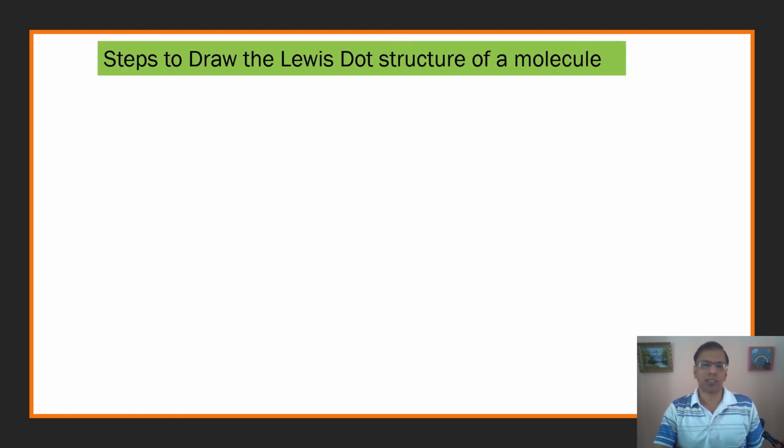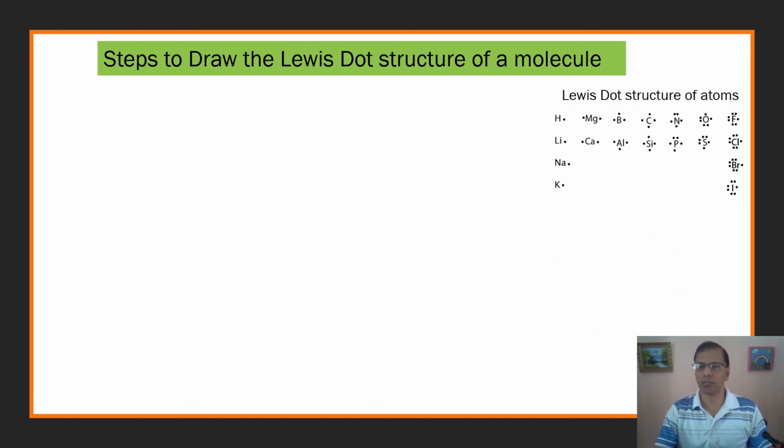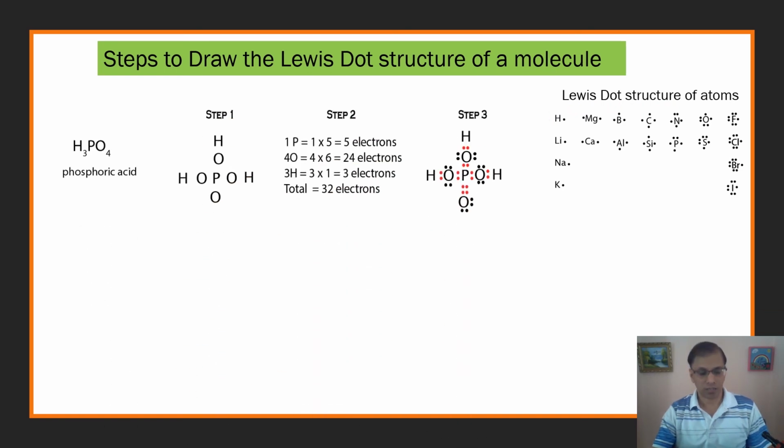So let's look at more examples to learn how to draw the Lewis dot structure of a molecule. I think it's a good idea to memorize the valence shell electrons for these atoms, because you'll come across these in organic chemistry class. So let's start with an example. Phosphoric acid. The molecular formula is H3PO4.